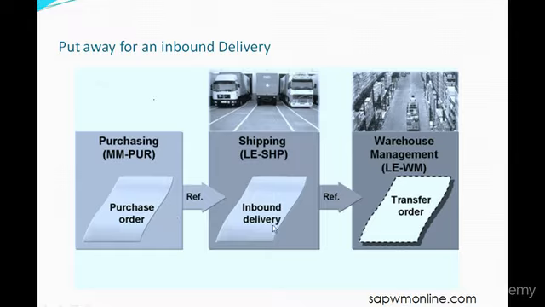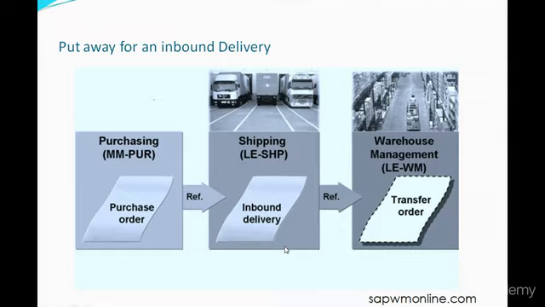So when we have an inbound delivery, with respect to the inbound delivery, a transfer order is created. The material in the transfer order is put away in the designated bins. So once this material is put away in the designated bins, we confirm the transfer order. Once the transfer order is confirmed, we would do a post goods receipt in the inbound delivery.